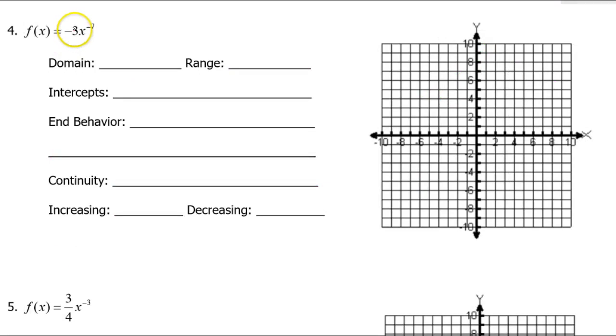Looking at problem number 4, if I ignore the negative 3 for a minute, then this is the same thing as having 1 over x to the 7th power. Okay, so this is simply odd. So that would have the shape like this. Okay, when everything is odd and you have 1 over x to an odd number, that's when the graph looks like this. You have these 2 branches.